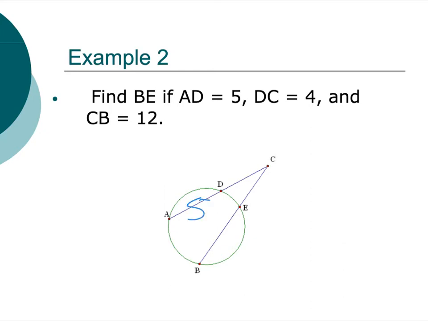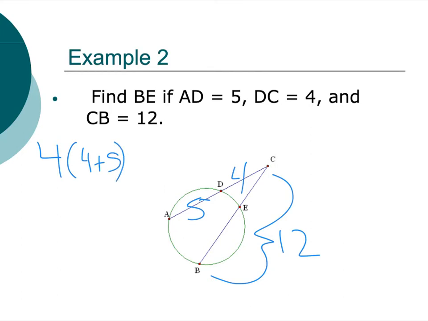All right, find BE if AD is 5. We got DC is 4. And I've got CB, the whole thing, is 12. Cool. Alrighty, so this is the secant, it looks like. So outside part times the whole thing, which is 4 plus 5, is equal to, well, I don't know what the outside part is. I'm trying to find BE. I'll call this guy x. Well, that makes the outside part 12 minus x, right? Okay.